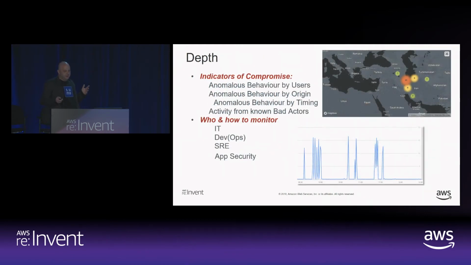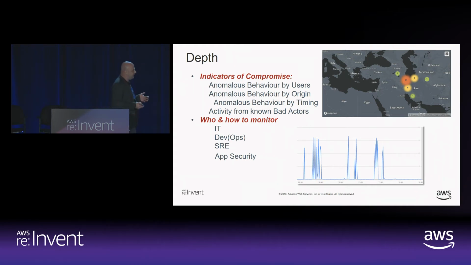So, what are some of the things that we see people looking at on their individual tools and on their infrastructure? On a very high level, you could start looking at things like anomalous behavior by users or access keys. Is a user doing something for the first time? We could also look at anomalous behavior by origin.